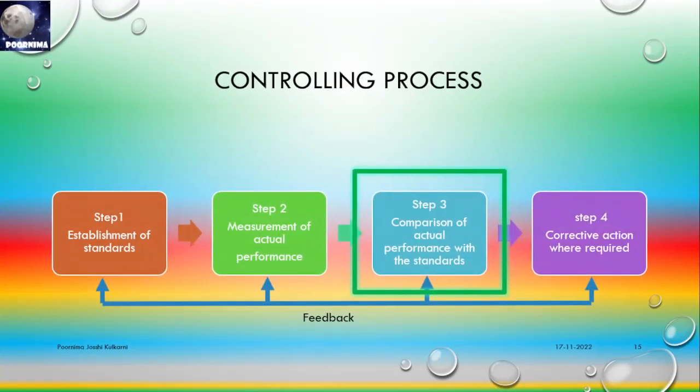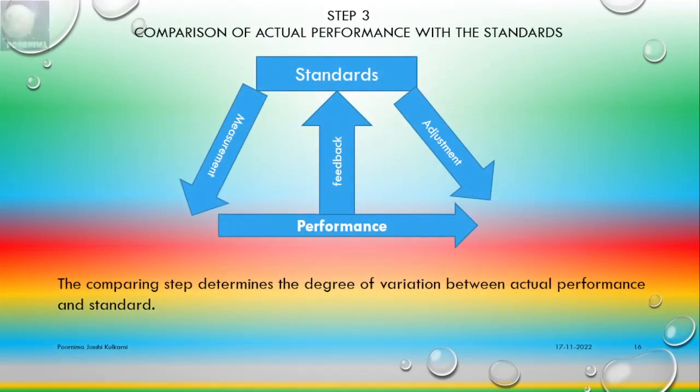Controlling process, let's discuss step 3, comparison of actual performance with the standards. Already standards are set, the first step, then the actual performance is measured. Third step, the comparison of actual performance with the standards is made, and if there is any deviation, feedback is given, adjustments are done or error corrections are done. The comparing step determines the degree of variation between actual performance and standard.